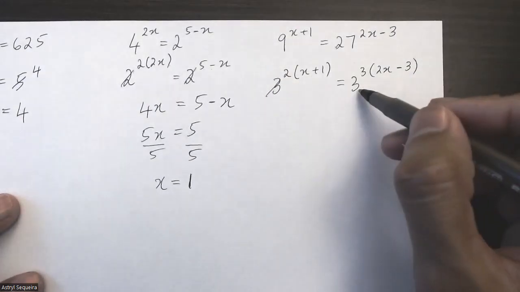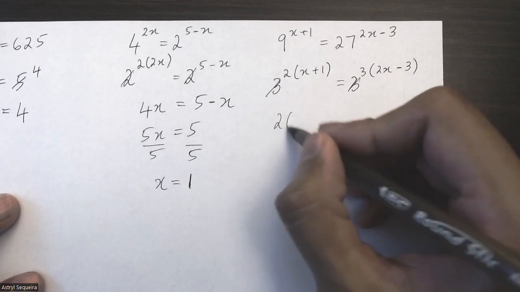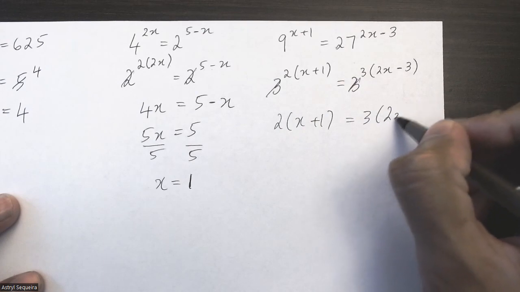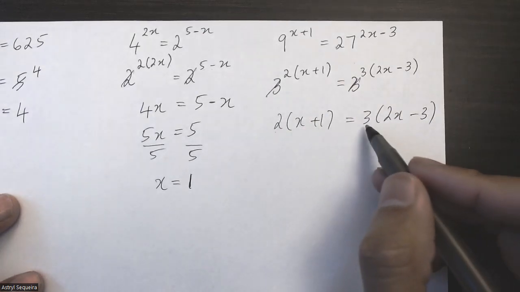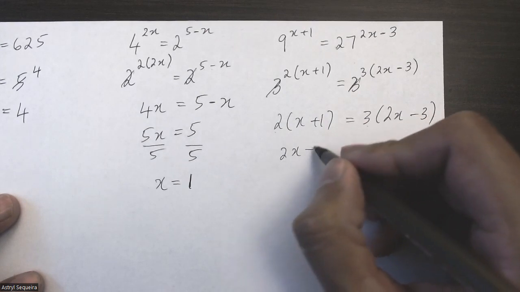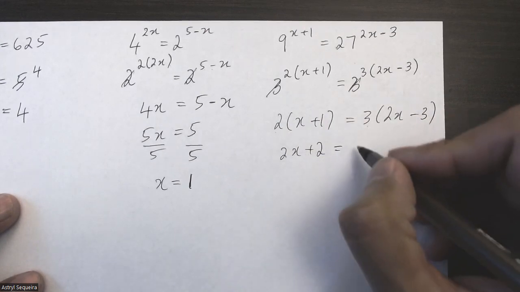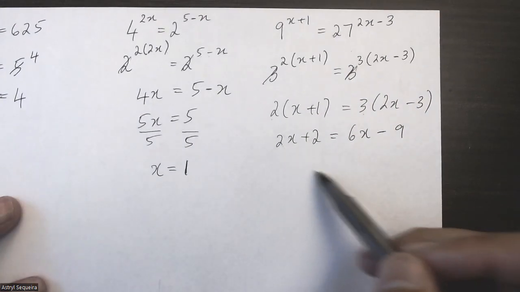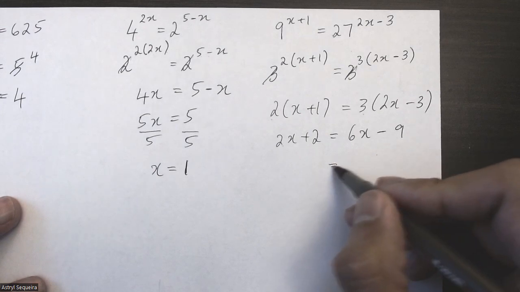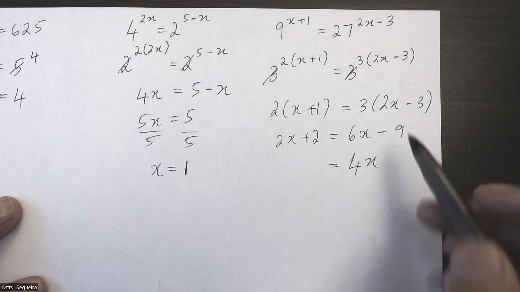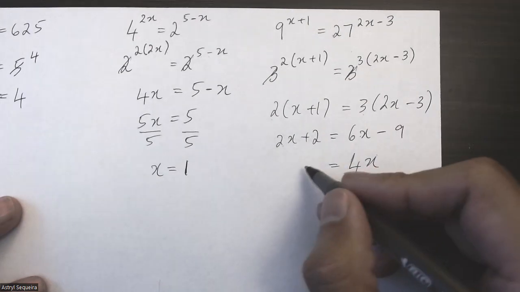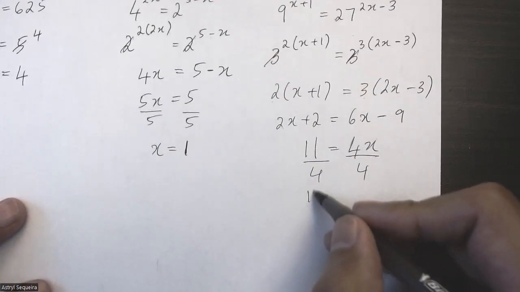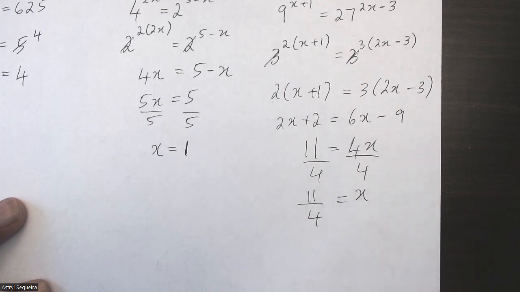Now I can cancel off my bases. And now I'll just multiply my constants into my brackets. So 2x plus 2 equals 6x minus 9. To combine like terms, I'm going to move the 2x and subtract it on this side. So this is going to become 4x, 6x minus 2x, and I'll move the negative 9 to this side. 2 plus 9 is going to be 11. Finally, I'm going to divide by 4 on both sides. So my final answer is just 11 over 4 equals x.